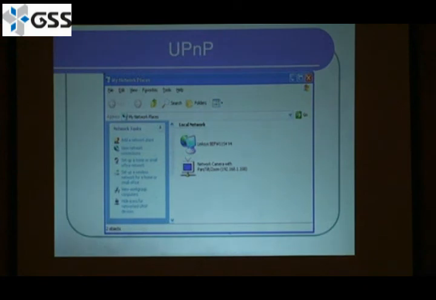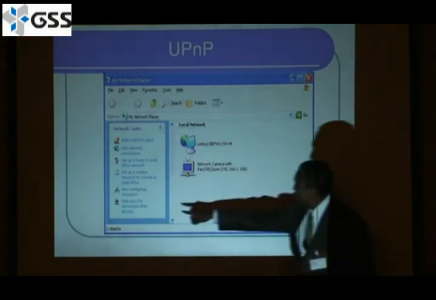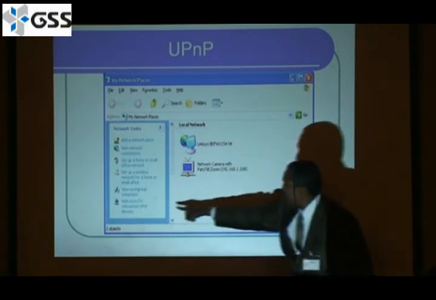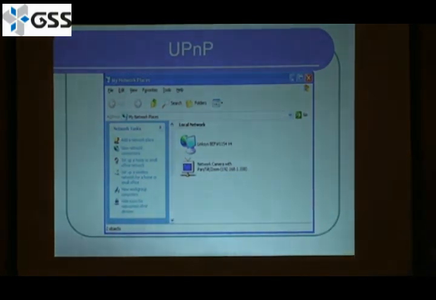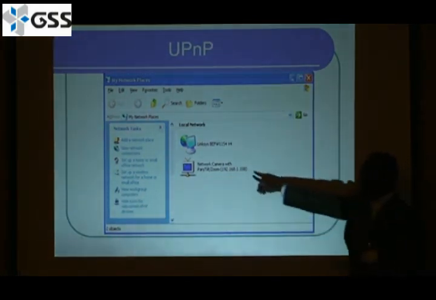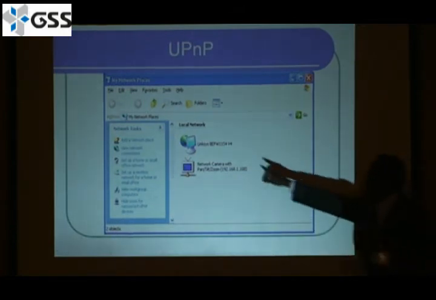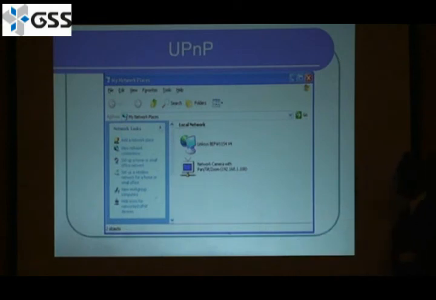This is my network places. All I did here is enable the search for UPnP network devices. And the camera I was testing popped up right away. And this is also my router. So I was testing the camera with the router. We have everything we need to configure this camera.